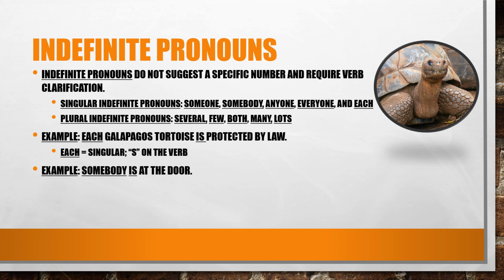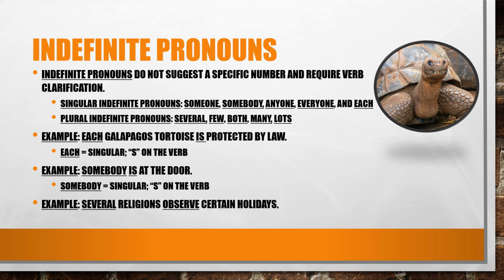There's another one. Somebody is at the door. We already know that somebody, looking at the list up here, is one singular individual. Somebody, a body, an individual, right? Same rule as always: if it's a singular subject, it's a singular indefinite pronoun. Here we don't actually have a noun telling us what we're talking about, but somebody is something singular. So if we have a singular subject, there is an S on the verb. Somebody is at the door, not somebody are at the door.